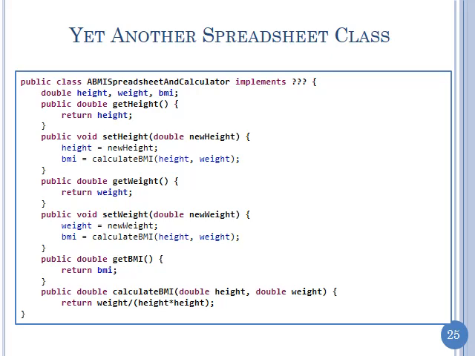So I've decided I want to put it in a public method, and now we have to put it in some interface. So we have to do the paperwork, and more importantly, we have to make a decision: which interface should we put it in? That is why I put question marks here saying, I don't know. We do have a BMI spreadsheet interface. Should we put it in that interface, perhaps?